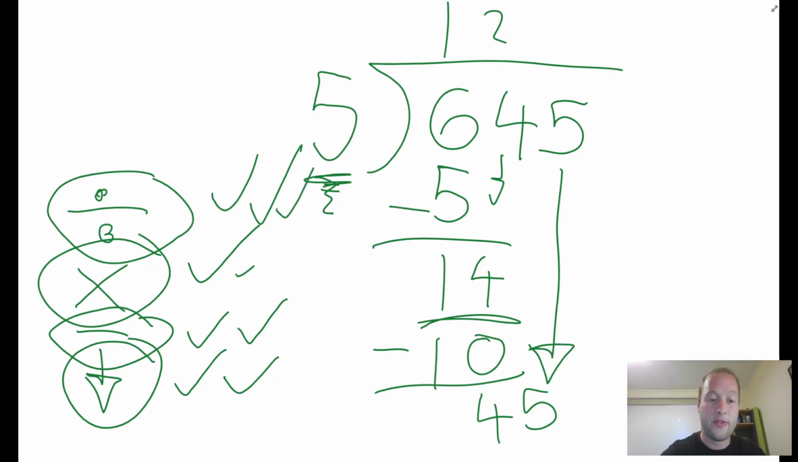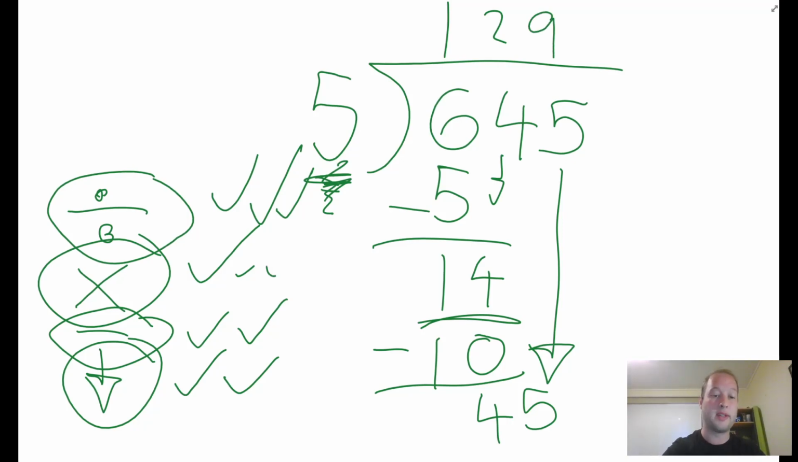So we do it all again. 45 divided by 5 is what we're looking at now. And if you don't know your times tables, that's 9. But if you don't, you can skip count by 5: 5, 10, 15, 20, 25, 30, 35, 40, 45. So you can see it's 9 fingers.